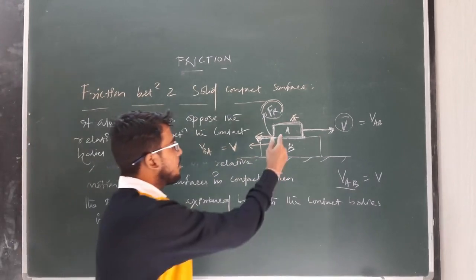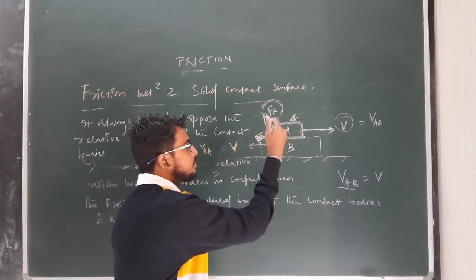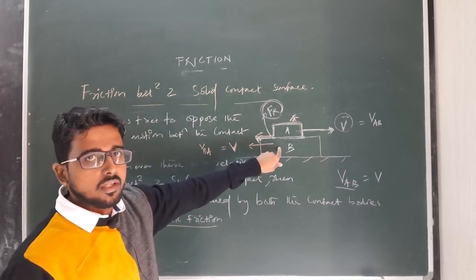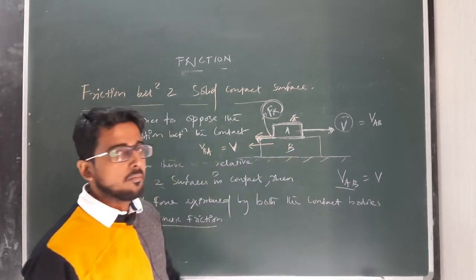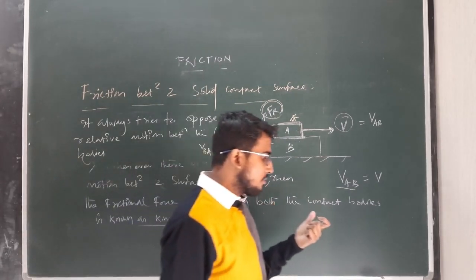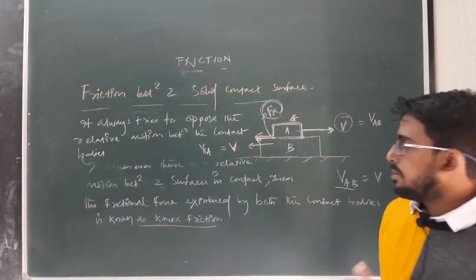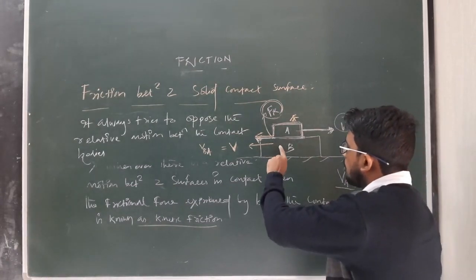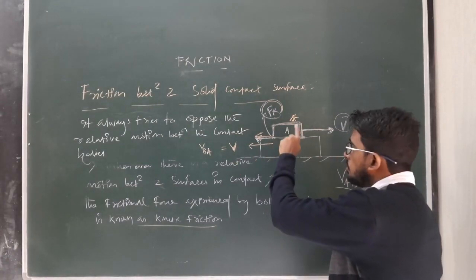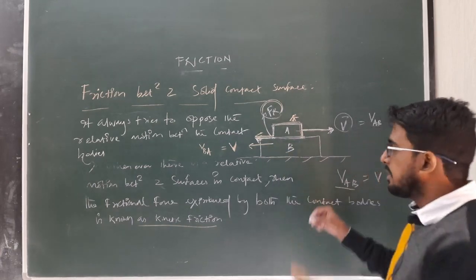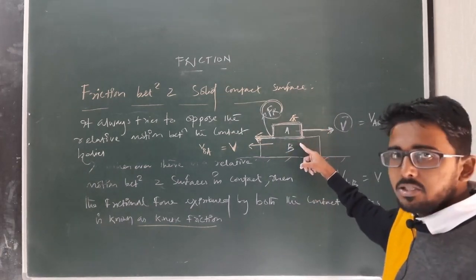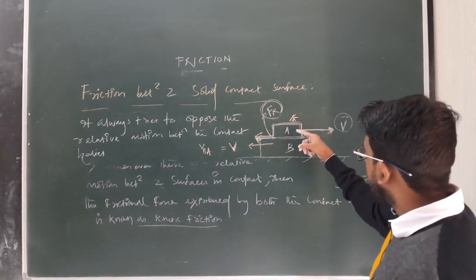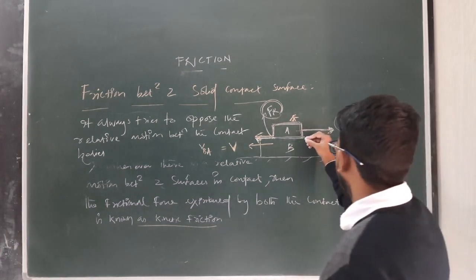As block B is moving backward with respect to A, block A applies a force of friction on the contact surface of block B, and the nature of the force of friction is what? To oppose the relative motion. That's why when block A observes that block B is moving along this direction, block A applies a force of friction on block B in such a way that the relative motion gets opposed. That means the frictional force applied by A on B will be in this direction.